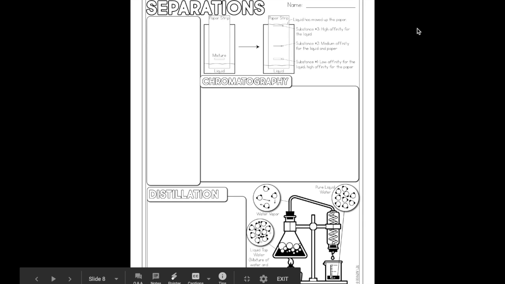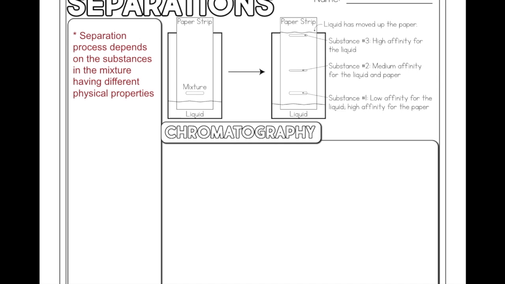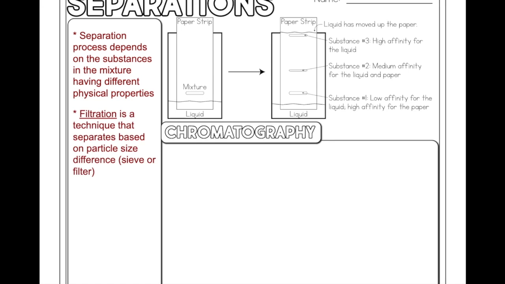Okay, these are over separating mixtures, and this should be review from the work that you've been doing as far as the activities. So a separation process depends on the substances in the mixture having different physical properties. Based on their differences in physical properties, we can separate out the different components of the mixture.